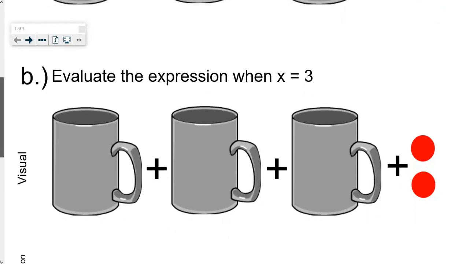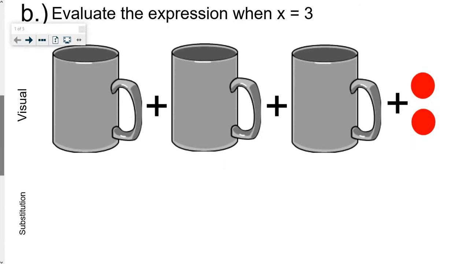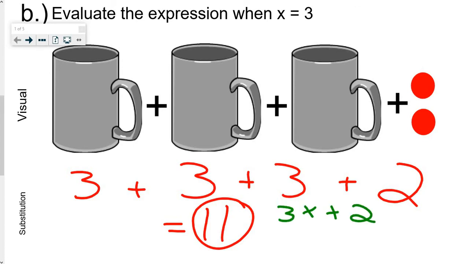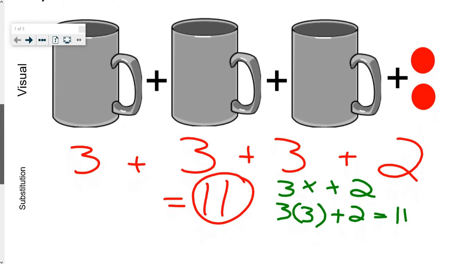So evaluate the expression when x equals 3. If we know that this is 3 plus 3 plus 3 plus 2, that's going to equal 6, 9, 11. Equals 11. When we plug this back into 3x plus 2, we know that 3 times 3 plus 2 equals 11. So when x equals 3, we can plug it into the formula.